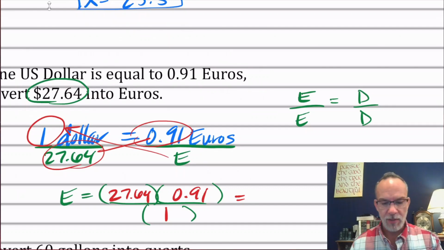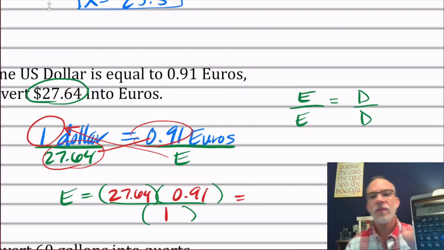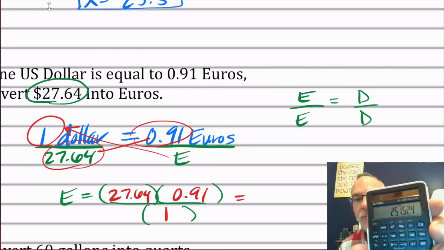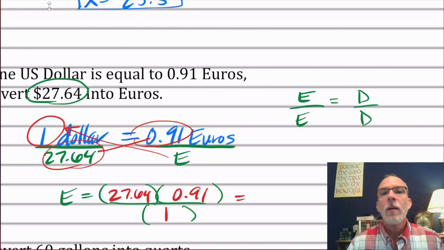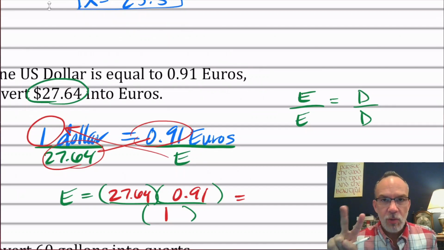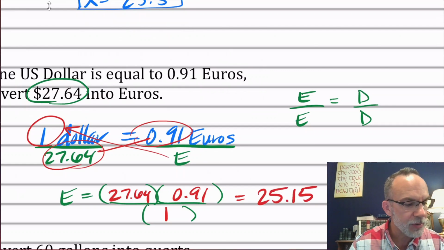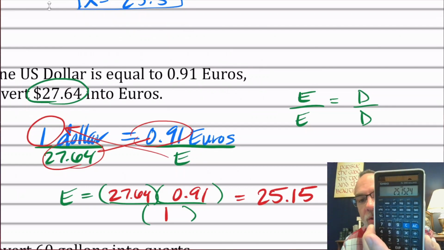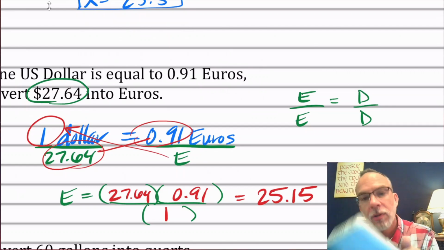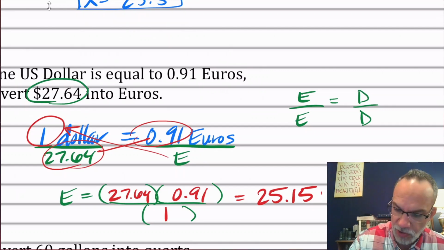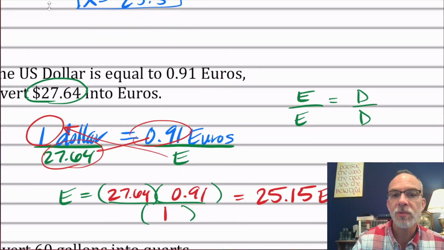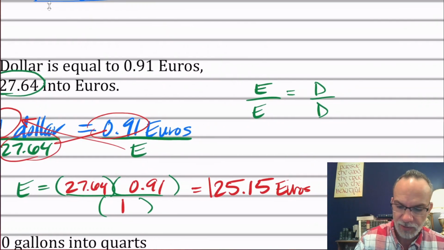Okay, so now we'll run the numbers. 27.64 times 0.91 equals, and then I get this strange number. Can you see that? 25.1524. How do you write that? Money always has to have 2 decimals and 2 decimals only. So 25.15, and then the number after the 5 there, the second 5, is 2, which is not 5 or higher, so I don't round up. 25.15 euros. Oops, can't see the unit there. So that would be my answer.